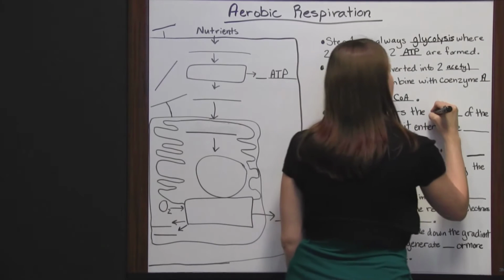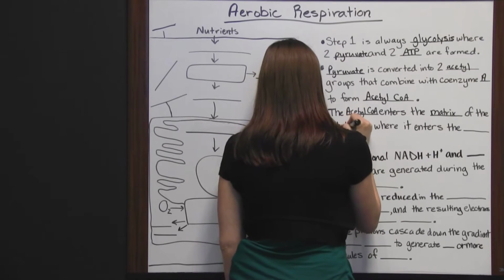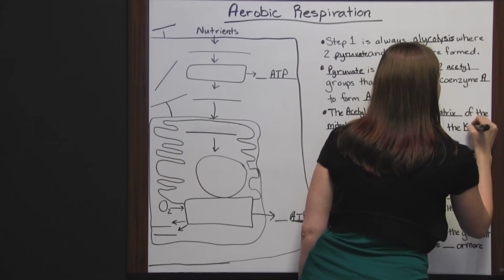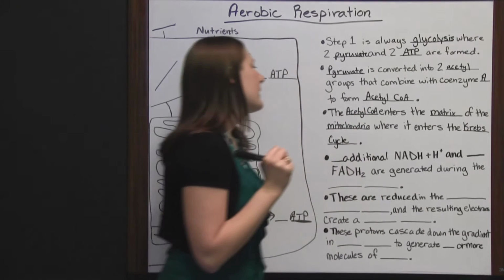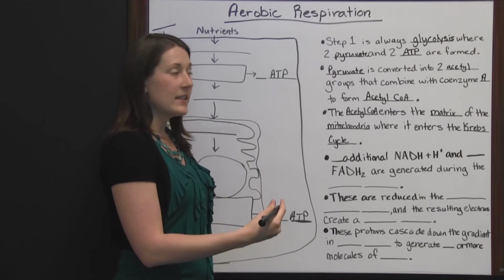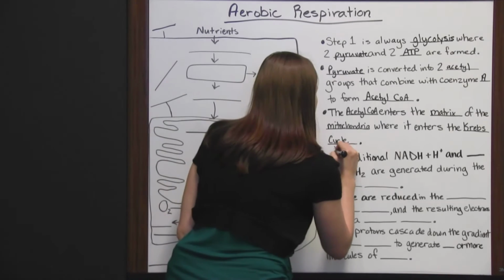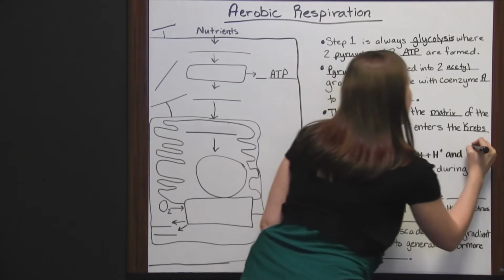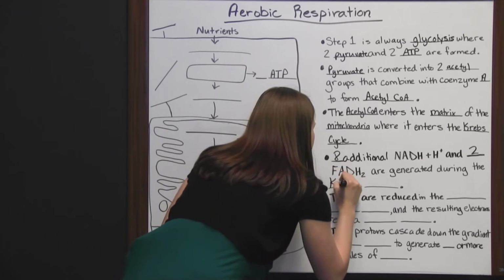CoA enters the matrix of the mitochondria, where it enters the Krebs cycle. And this is also called the citric acid cycle. So we've got our acetyl-CoA entering the matrix of the mitochondria. This is where it's going to take place. And then it enters the Krebs cycle. During the Krebs cycle, 8 additional hydrogen-rich NADH molecules and 2 additional FADH molecules are generated.